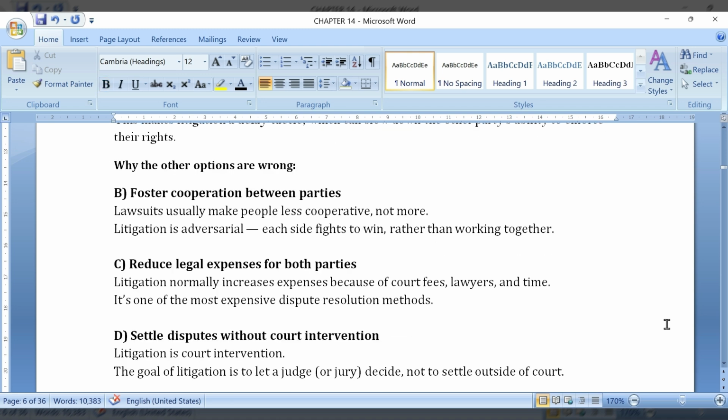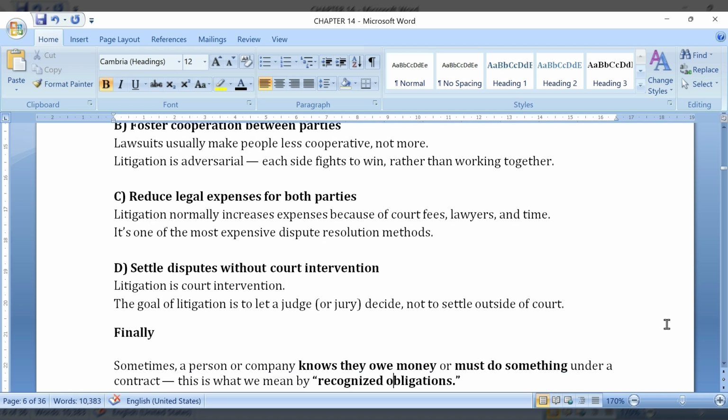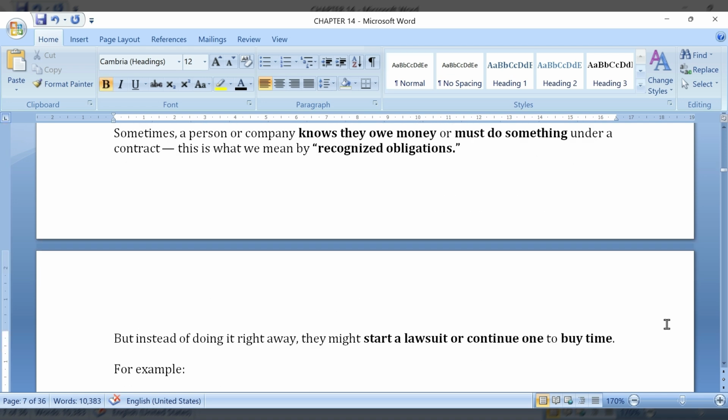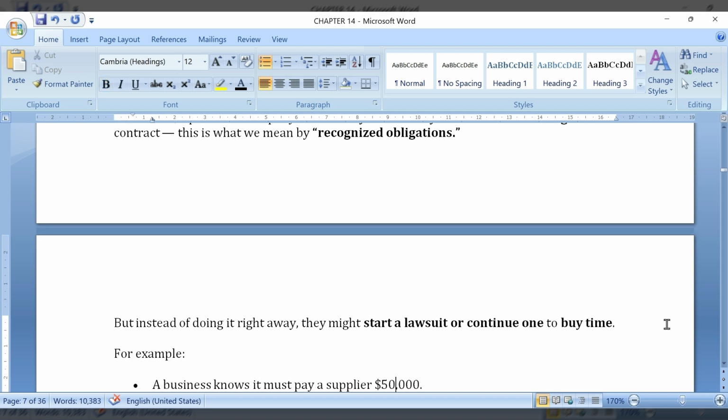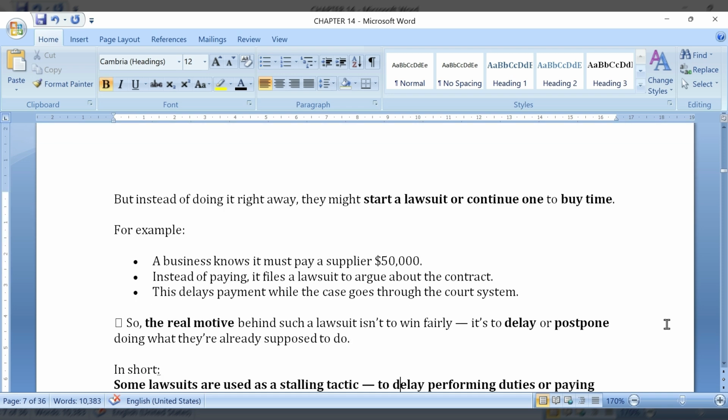D. Settle disputes without court intervention. Litigation is court intervention. The goal of litigation is to let a judge or jury decide, not to settle outside of court. Finally, sometimes a person or company knows they owe money or must do something under a contract. This is what we mean by recognized obligations. But instead of doing it right away, they might start a lawsuit or continue one to buy time.